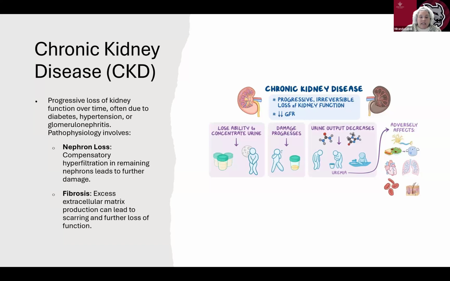The first kidney issue that we're going to talk about is chronic kidney disease. Chronic means that it's something that you live with, and it's a progressive, irreversible loss of kidney function over time, due to diabetes, hypertension, or glomerulonephritis. The pathophysiology of CKD: we will lose nephrons and we will increase fibrosis. So I have a nice little graphic here that will help you understand that.